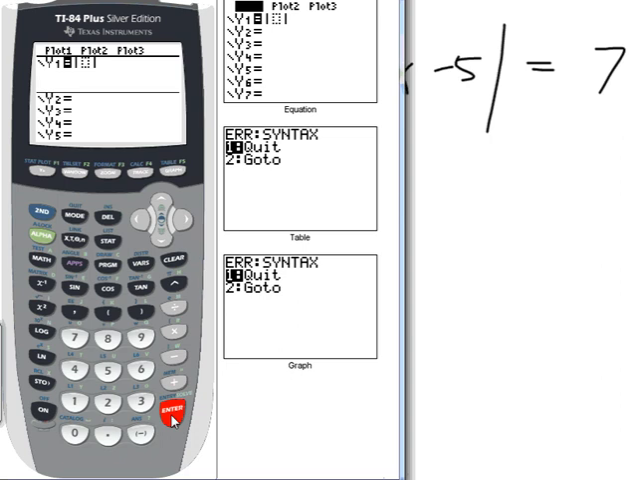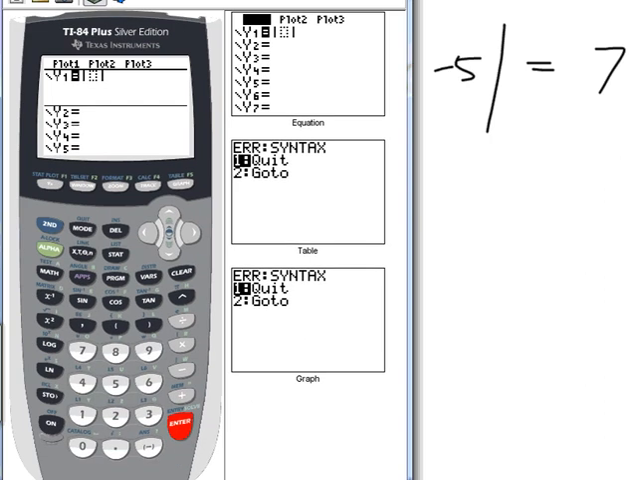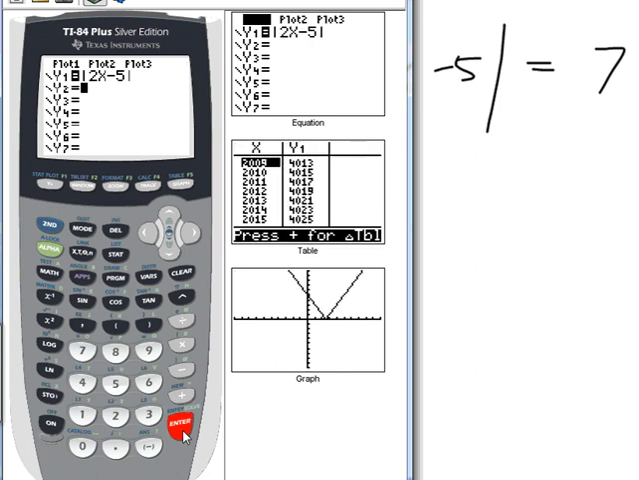It'll be fine. Okay, and it's absolute value of, what did we say again? 2x minus 5. So we type in 2x minus 5 and hit enter. And now the other equation is the other side of the equation, and that's 7. Enter. And I see where they cross. Graph.